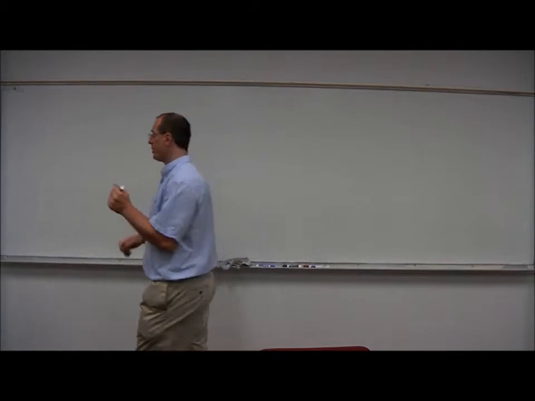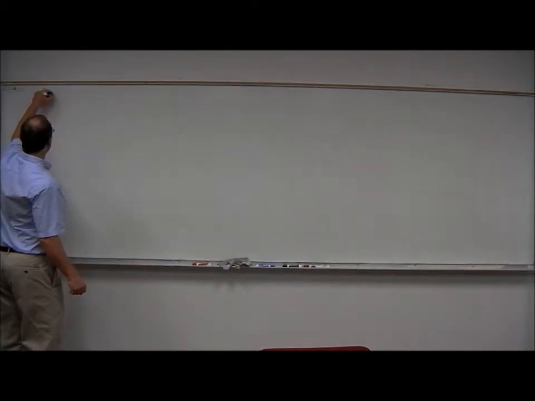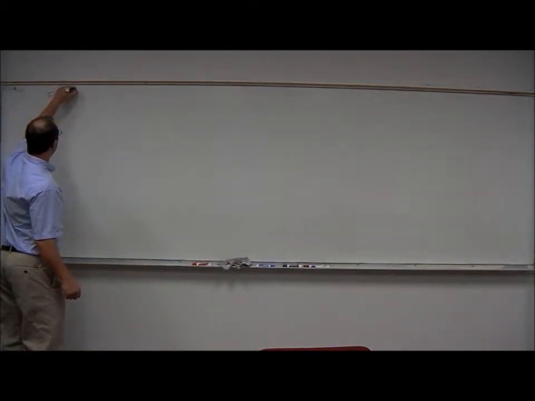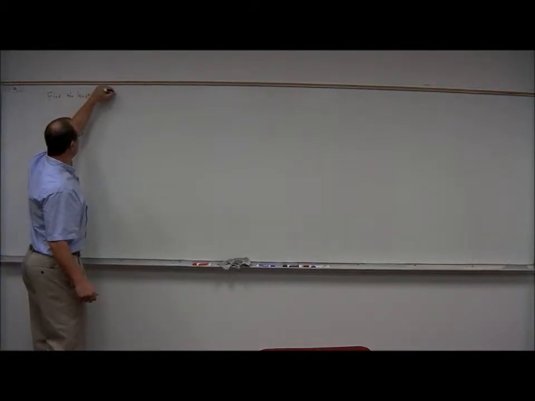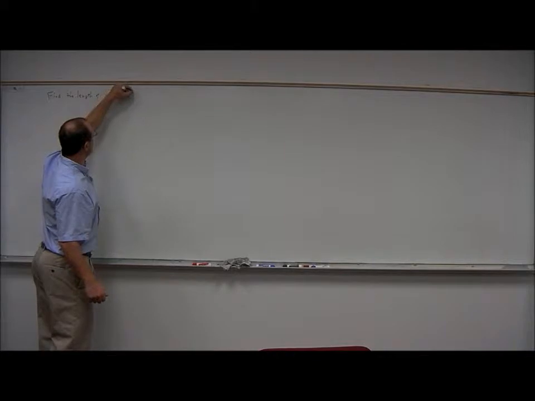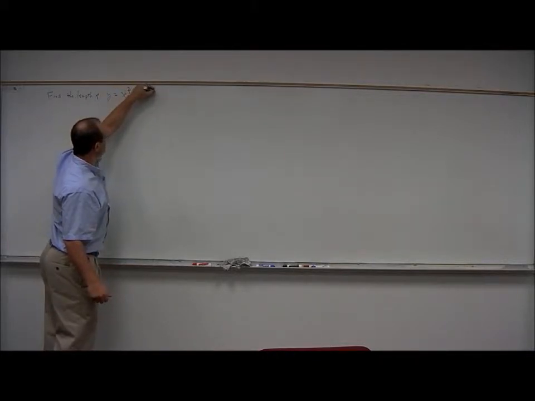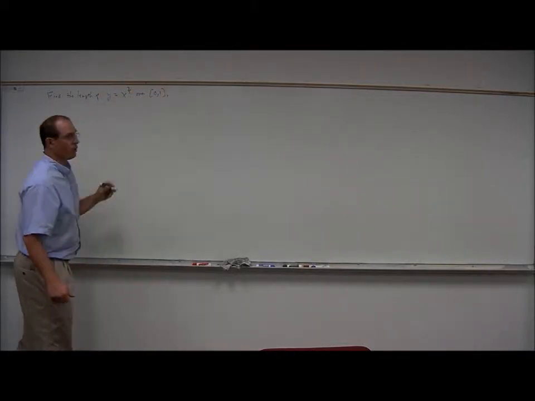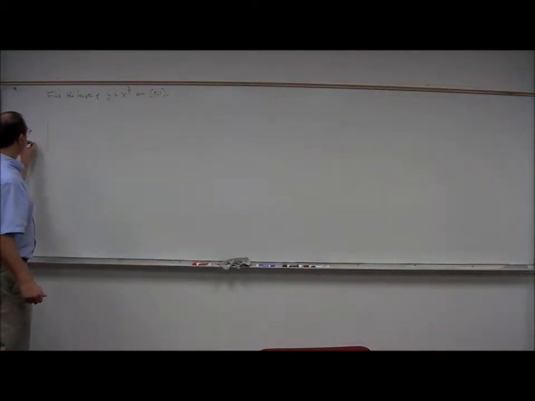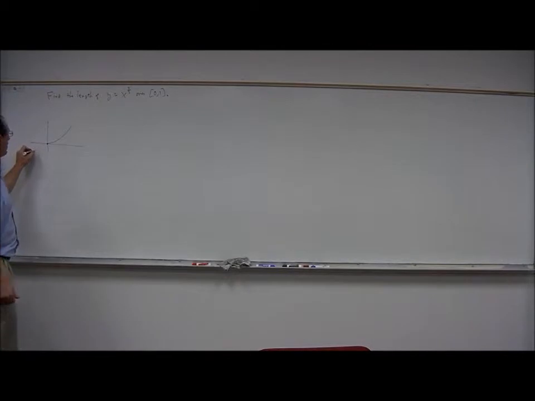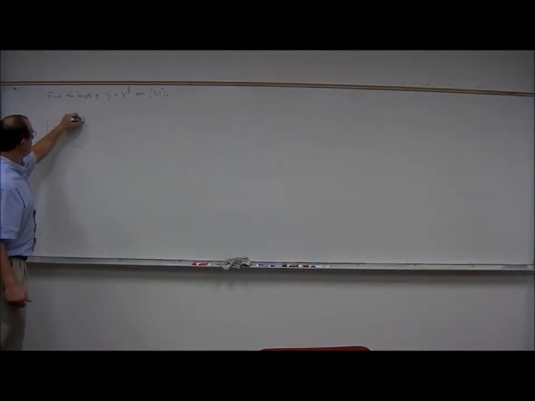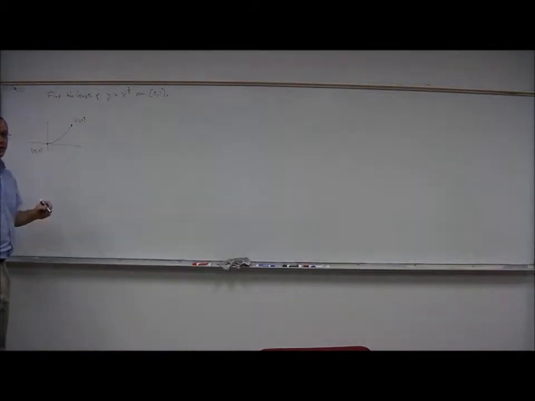So our problem is: find the length of the curve y equals x to the power 3/2 over the interval from 0 to 1. So the curve looks roughly like this. It goes from the origin and goes through the point (1, 1). And we would like to find the length.